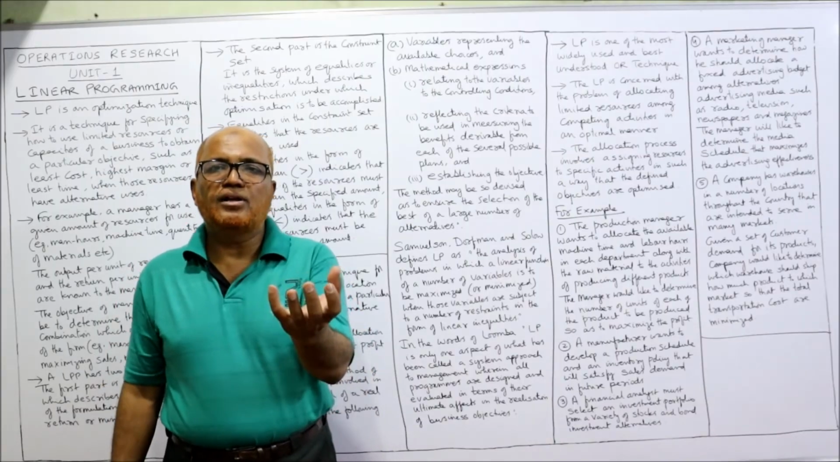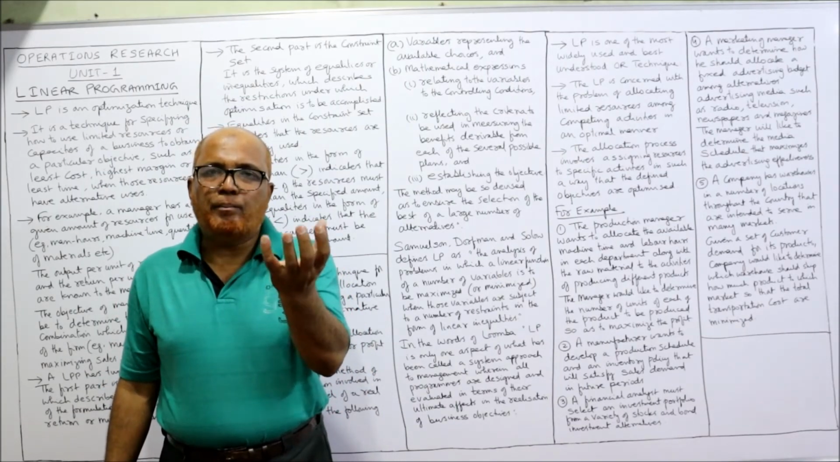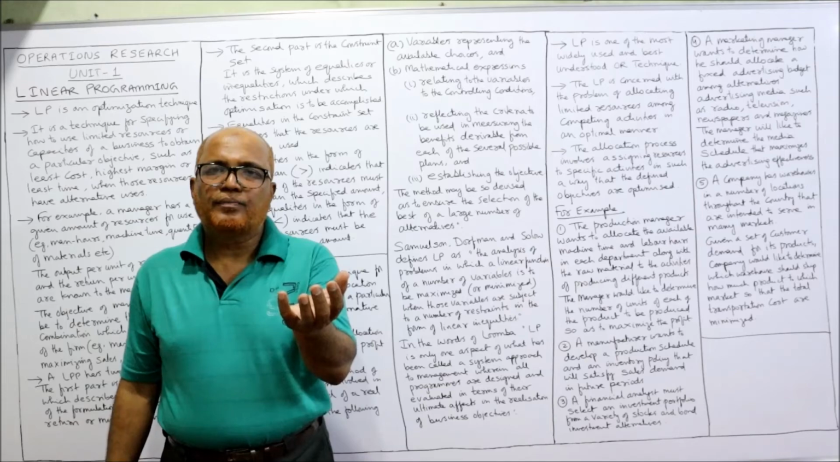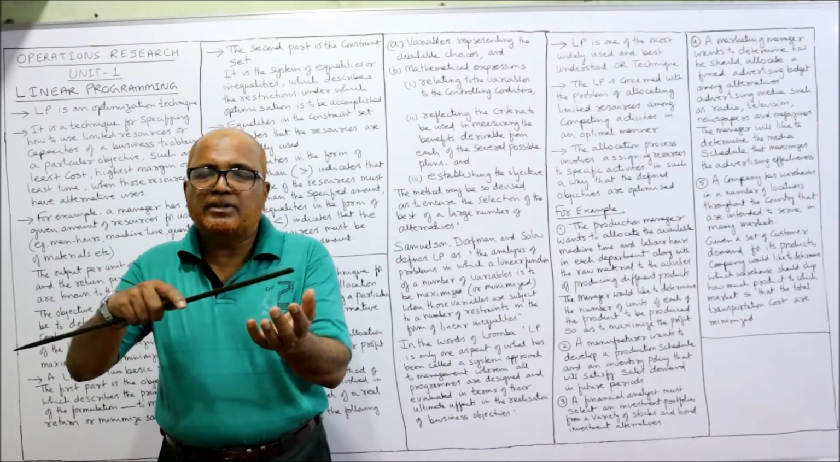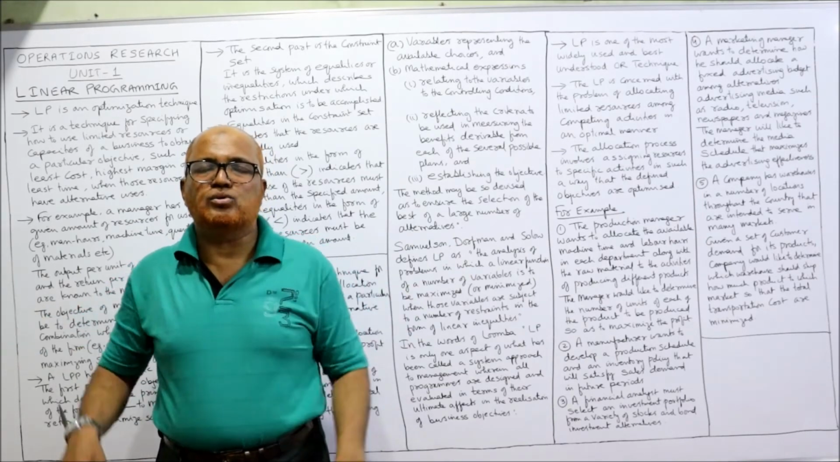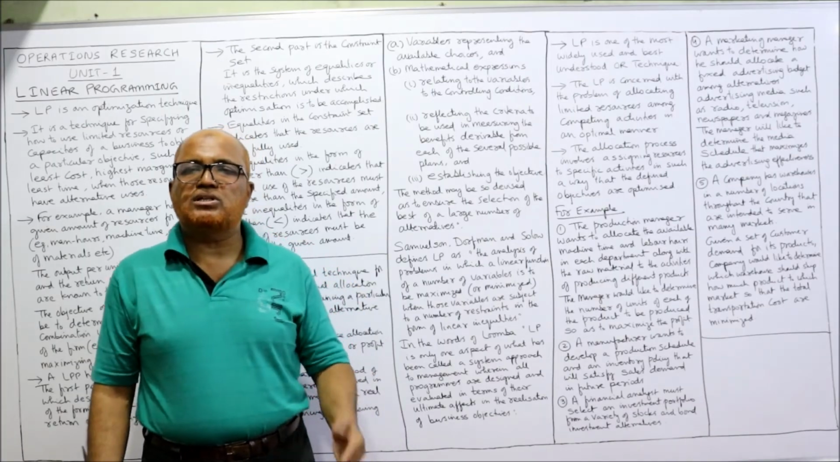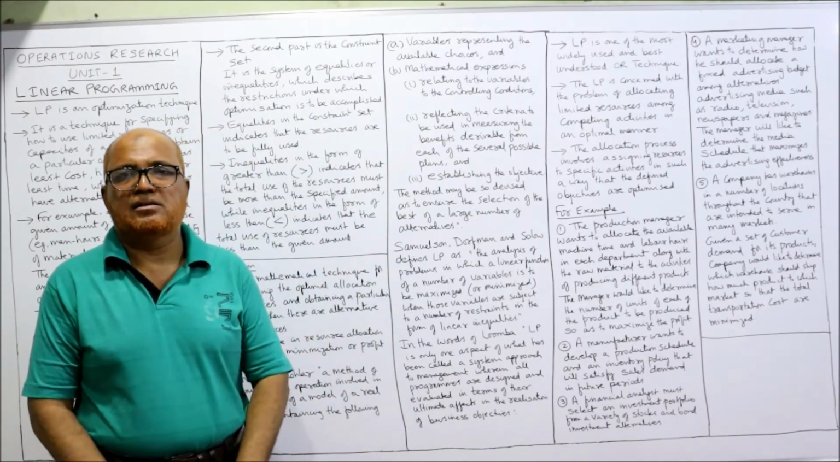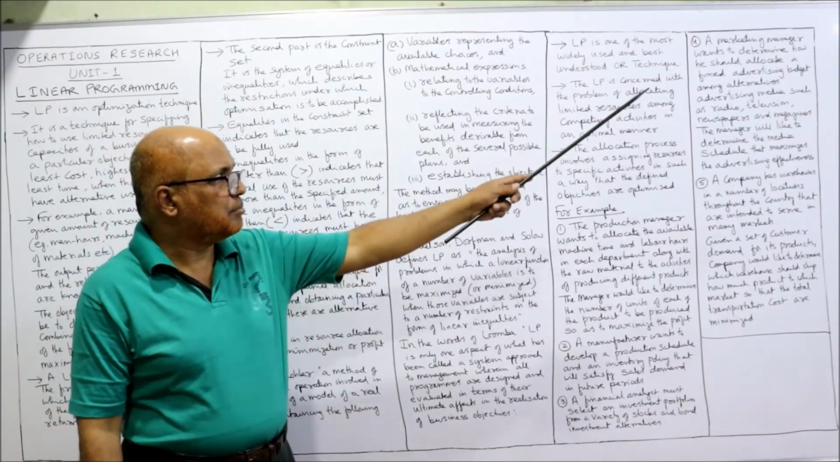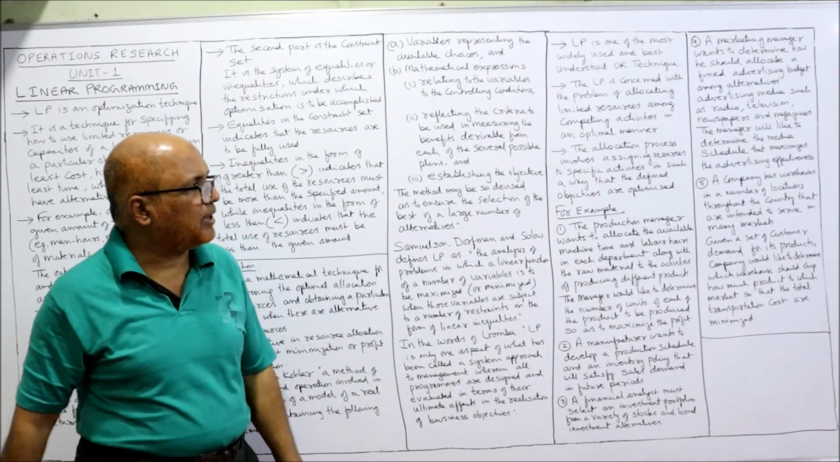But we have limited resources. The advertising budget is limited. So how to allocate this limited advertising budget across all the avenues so that the ultimate objective is to maximize the sales? So this marketing manager will use linear programming.